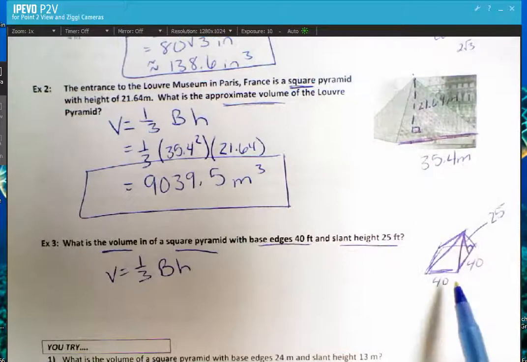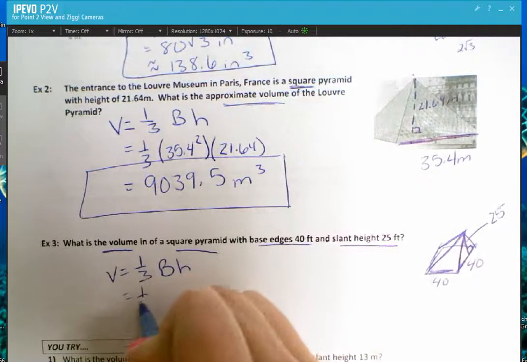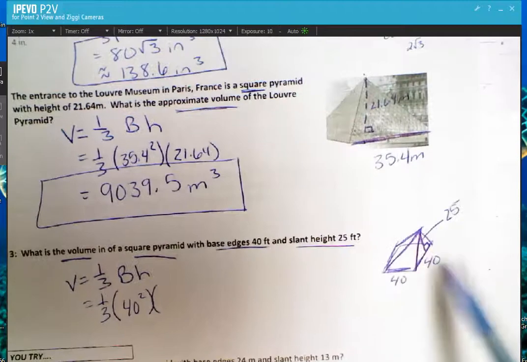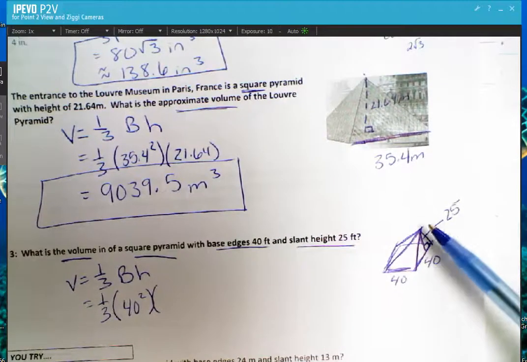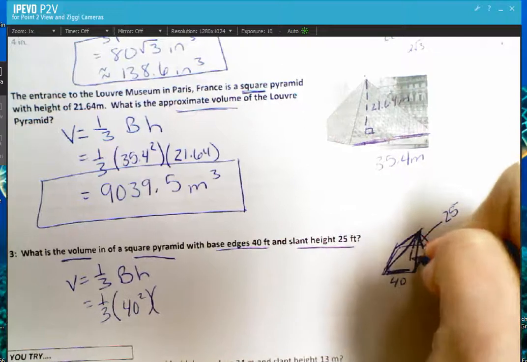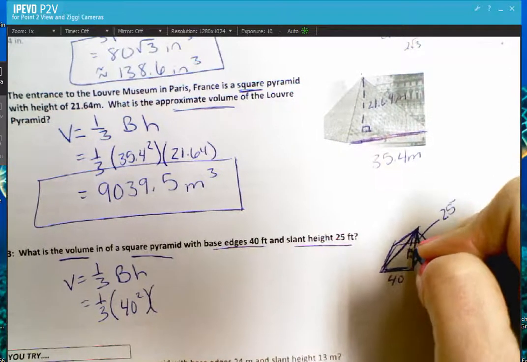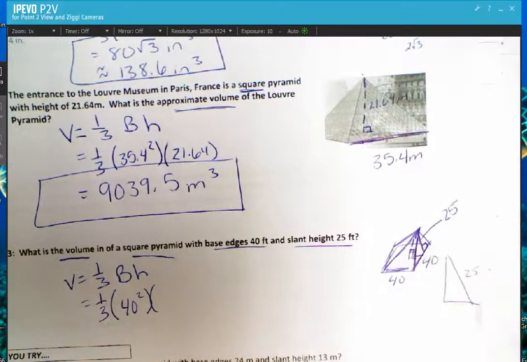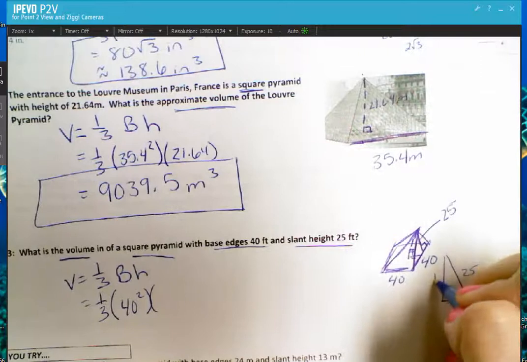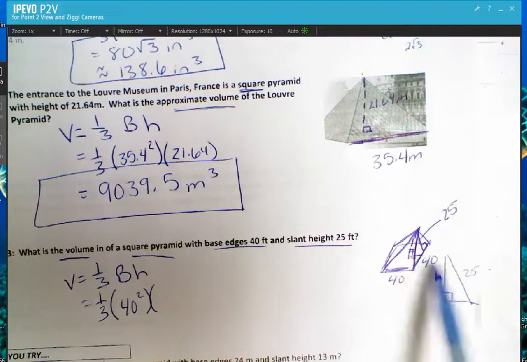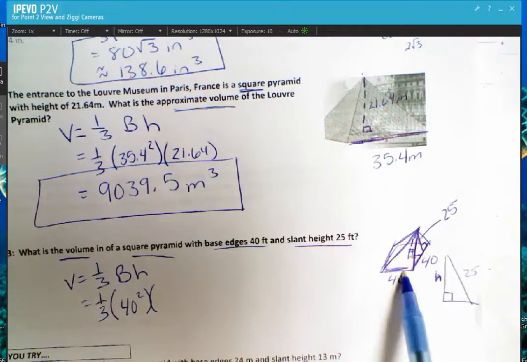So I know the base area is side times side. So I'm going to substitute in the pieces I know. So 40 squared. And then I have to find the height. This is not the height. This is the slant height. The height drops from the vertex perpendicular. So I end up with a triangle that has the slant height as the hypotenuse. The height is what I'm trying to find, and because it is a right polygon on the bottom, or a square, this hits me right in the middle. So I know that this leg over here is half of the whole side.